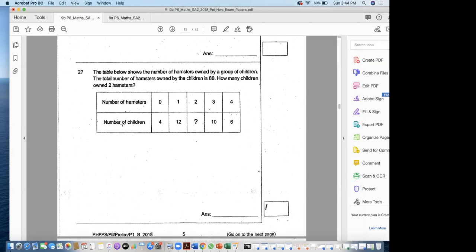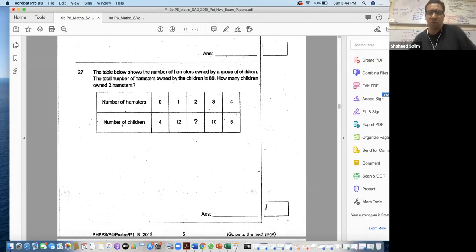Are you okay? Okay. The table shows the number of hamsters owned by a group of children.